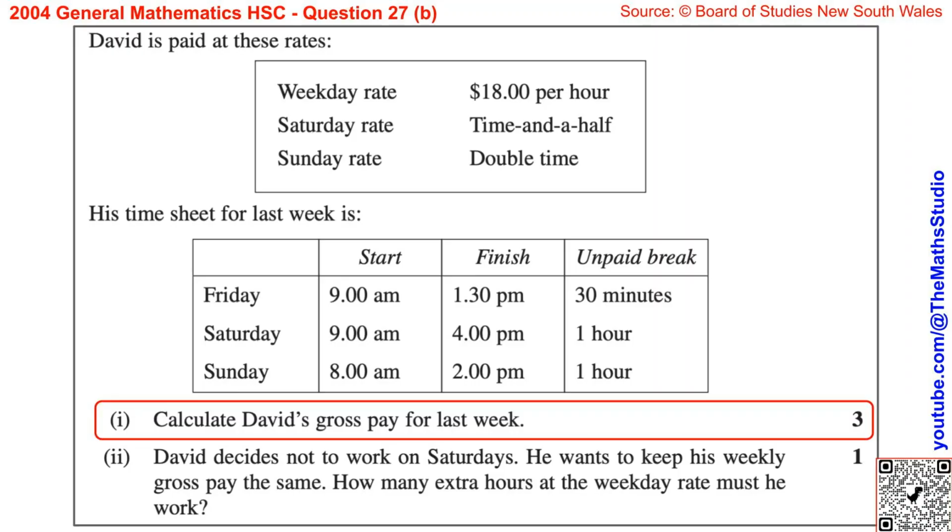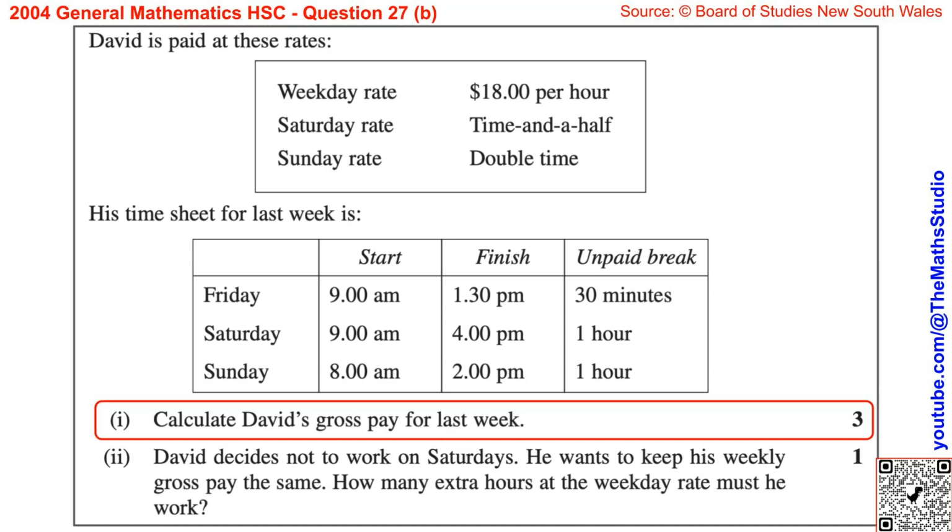Question 27, Part B. David is paid at these rates. Weekday rate, $18 per hour. Saturday rate, time and a half. Sunday rate, double time. His timesheet for last week is Friday, 9 a.m.